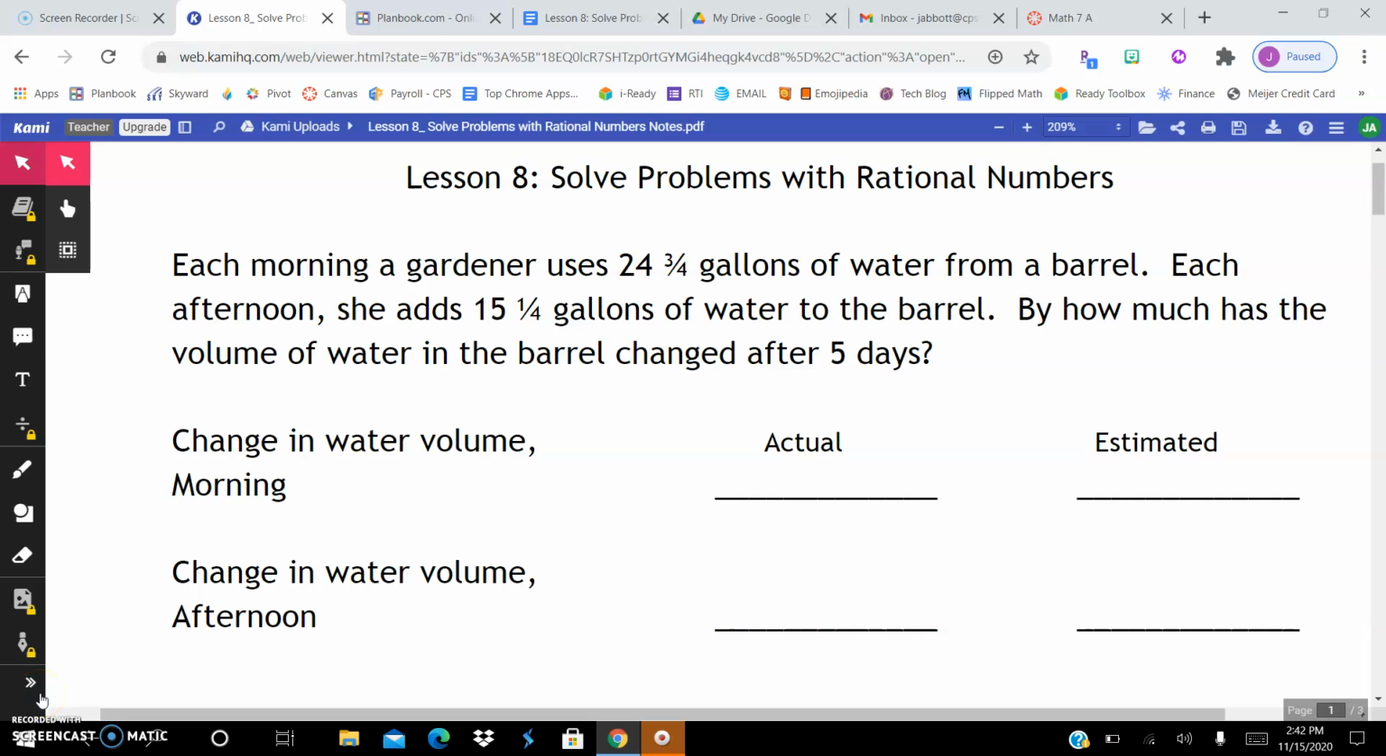So for lesson 8, we are going to move into solving problems with rational numbers. So now it's going to be a mixture of the adding, subtracting, multiplying, and dividing.